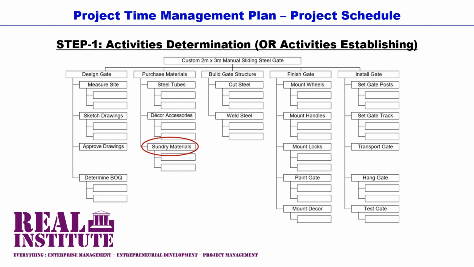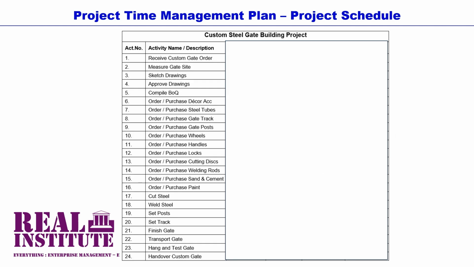As earlier stated, the project schedule devolves directly from the work breakdown structure. As a result, there are 24 resultant project activities from the work breakdown structure of our project example of building a custom sliding steel gate. These 24 project activities include the first and the last events. All project schedules start with an event that triggers the start of the project. And also, all project schedules end or finish with an event that signals the end of the project.